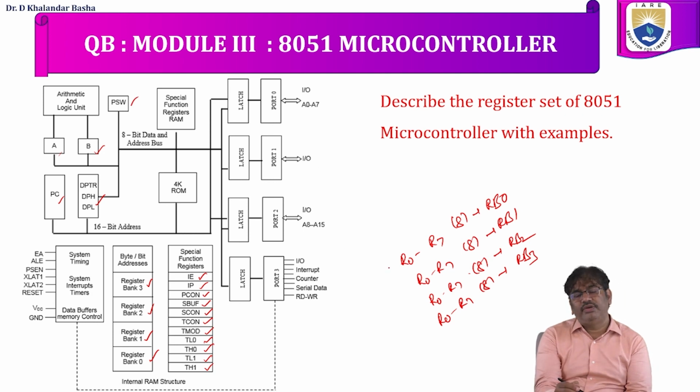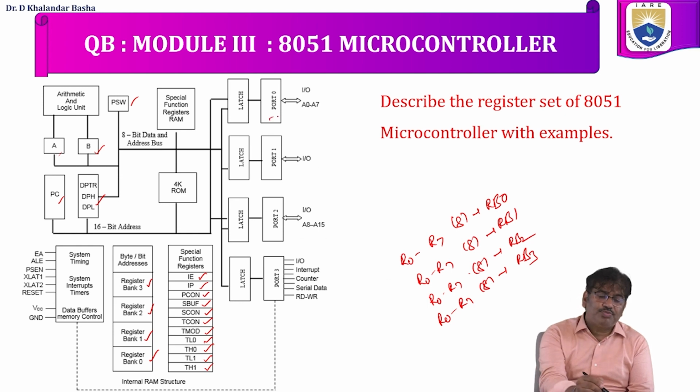Program status word, which will keep track of all the flags as well as which register bank we have to select, that we can program by using PSW. For each port, we have registers: port 0, port 1, port 2, and port 3.